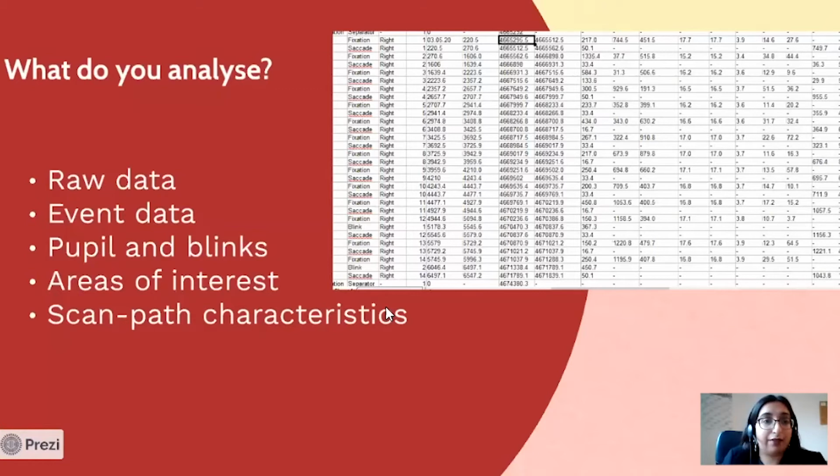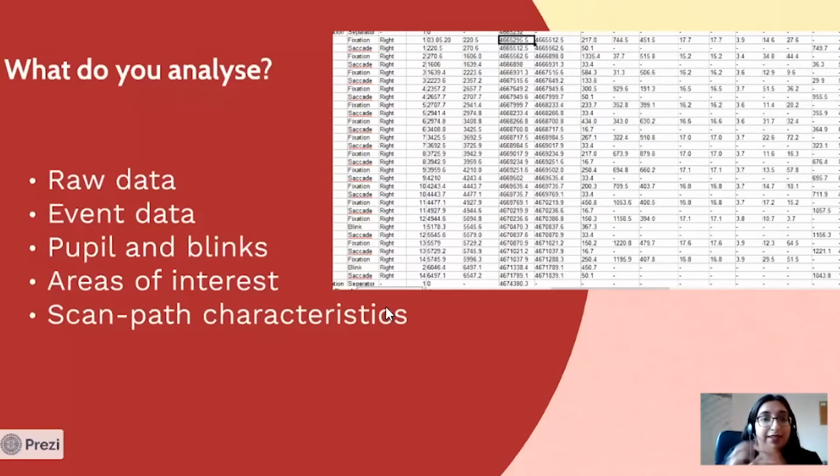And if you have event data, it means that you've already told your algorithm, this is what I define as a fixation, this is what I define as a saccade, this is what I define as a blink. And then that is your event data. And that can be fixations, saccades, pupil dilation, blinks, and so on.